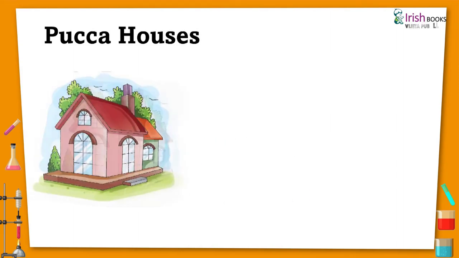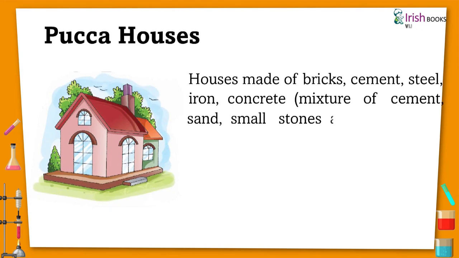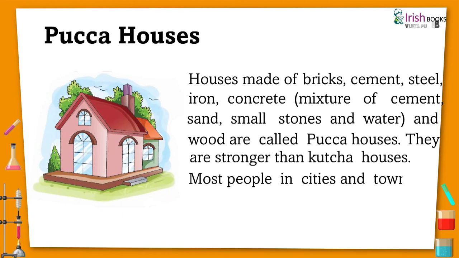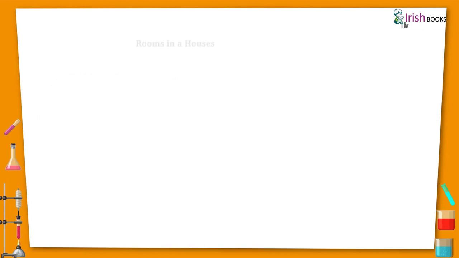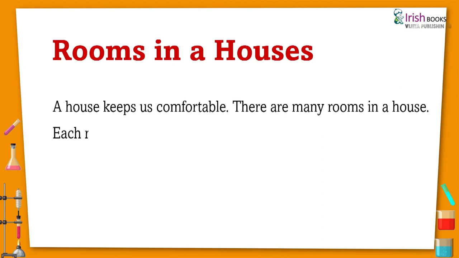Pakka houses. Houses made of bricks, cement, steel, iron, concrete, mixture of cement, sand, small stones, and water and wood are called pakka houses. They are stronger than kaccha houses. Most people in cities and towns live in pakka houses. Rooms in our houses. A house keeps us comfortable. There are many rooms in a house. Each room has its own use.